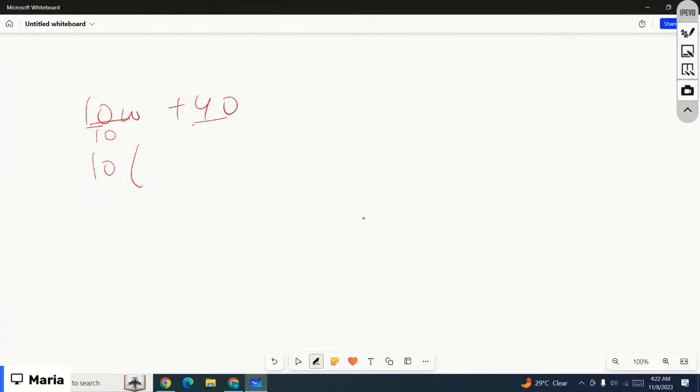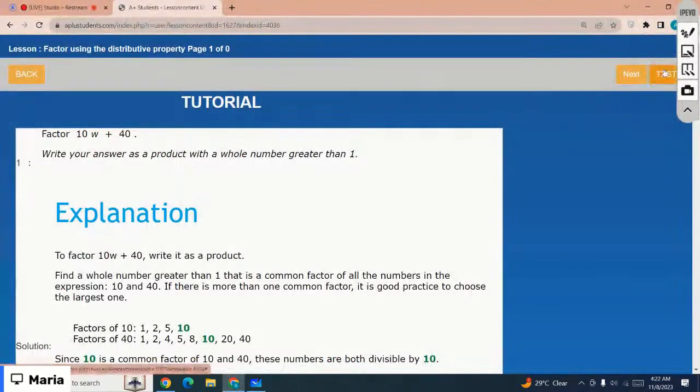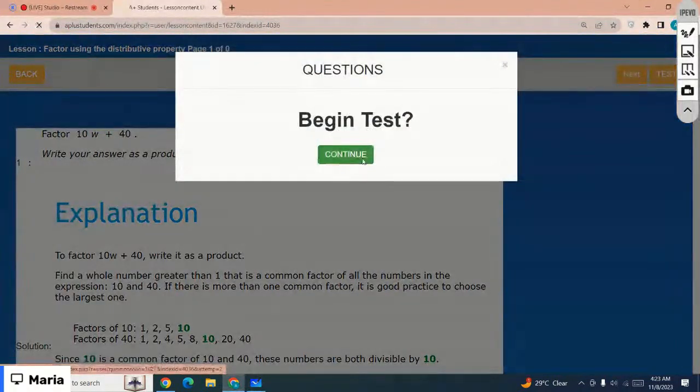Take common 10 means you are going to divide them both by 10. That would be 10 divided by 10 is 1w and 40 divided by 10 is 4. So that would be 10 times w plus 4. This is the factored form. You have a factor outside the bracket. Got it? Okay, let's just start with the practice questions. Let's see how do we make factors.